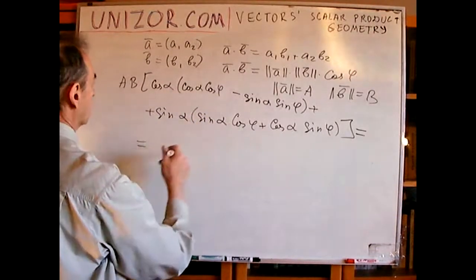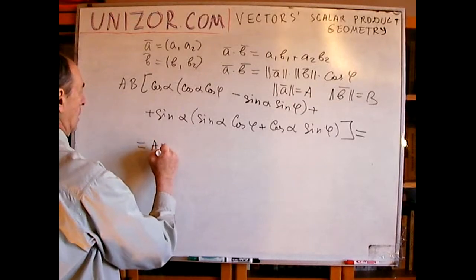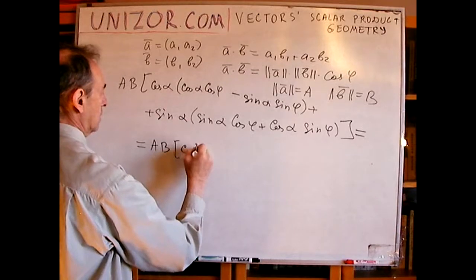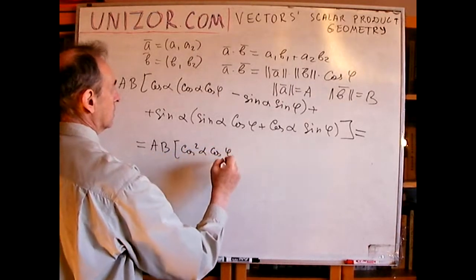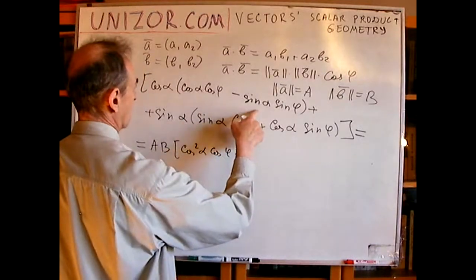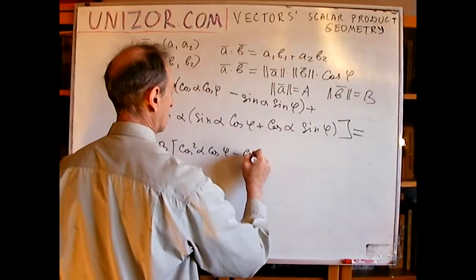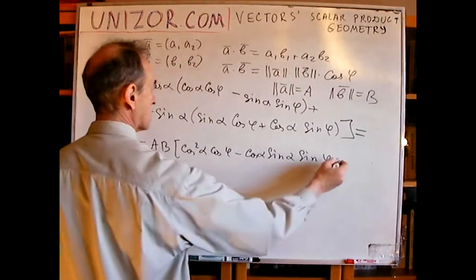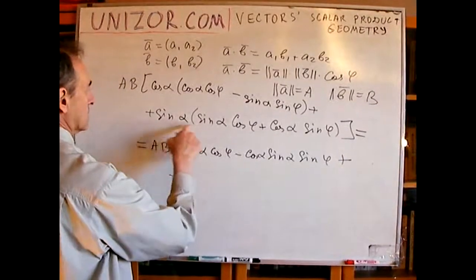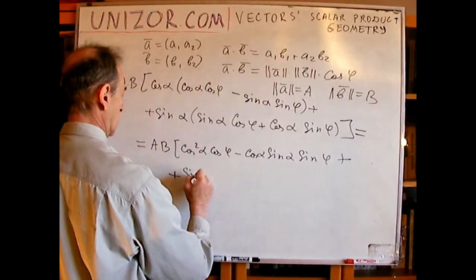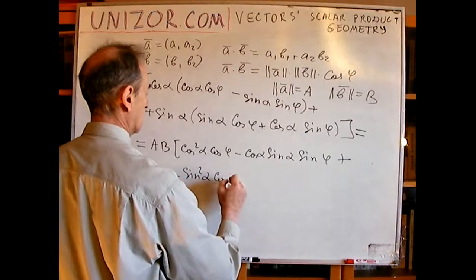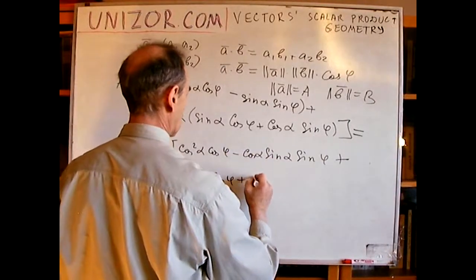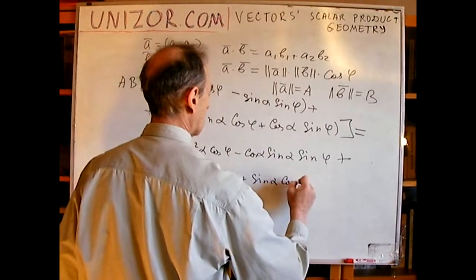Well, let's just multiply. What do we have? AB cosine square alpha cosine phi minus cosine alpha sine alpha and sine phi plus sine square alpha cosine phi plus sine alpha cosine alpha and sine phi.